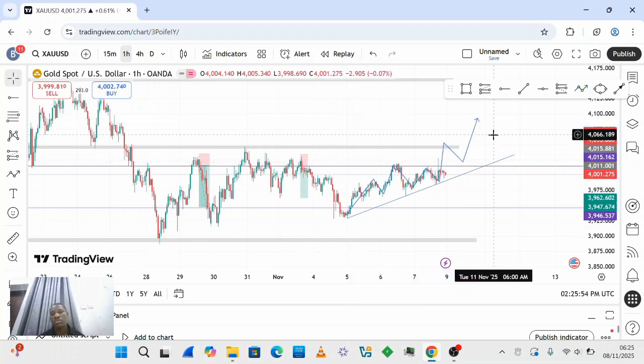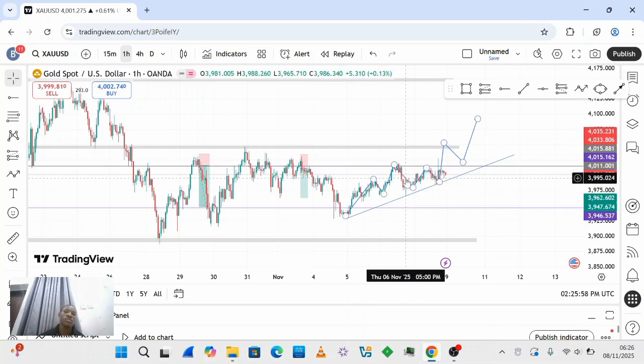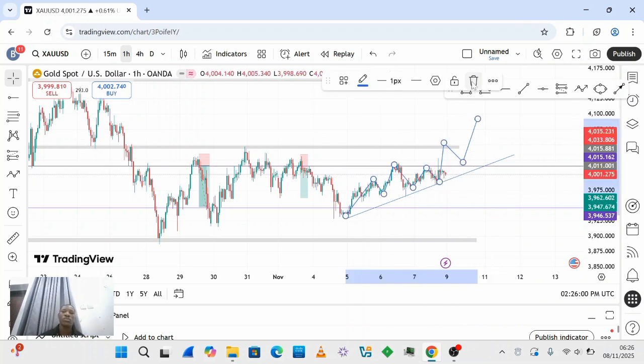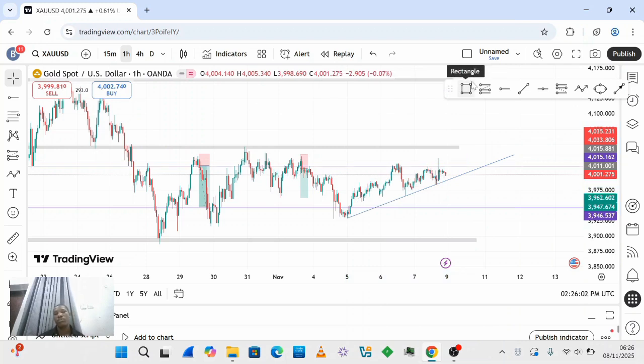But if it doesn't do that, I'll keep my fingers crossed, because I don't want to drop into something that will confuse me. So that's what I have. The next time I'll be trading, I'll be teaching you guys how to get in using the market structure and price action.